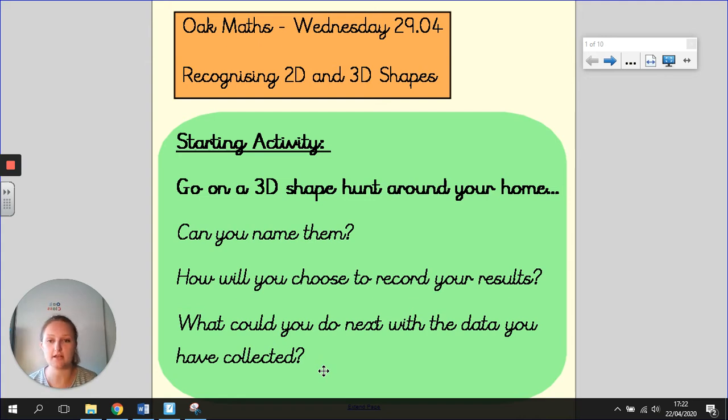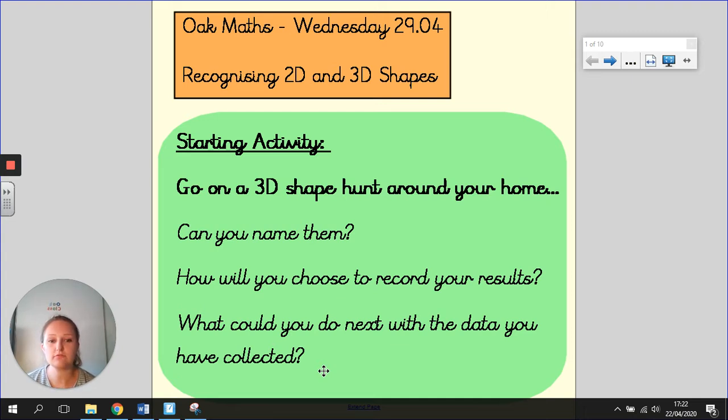So the very first thing I would like you to do is go on a 3D shape hunt around your house, and I think you will be very surprised to see just how many 3D shapes you can find. I wonder if you find a lot of the same shapes like I did. So when you've had a look around your house, can you name the 3D shapes that you find?